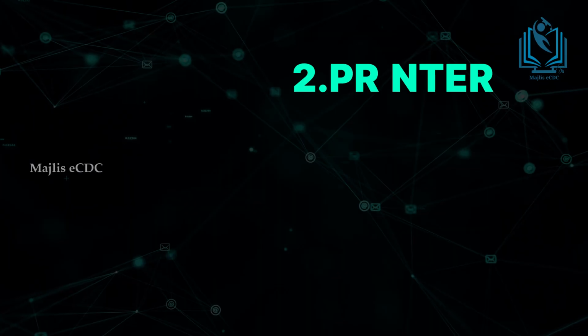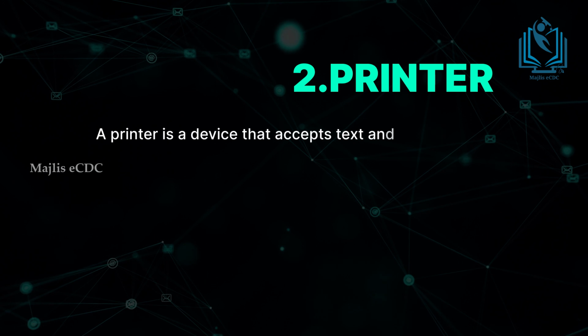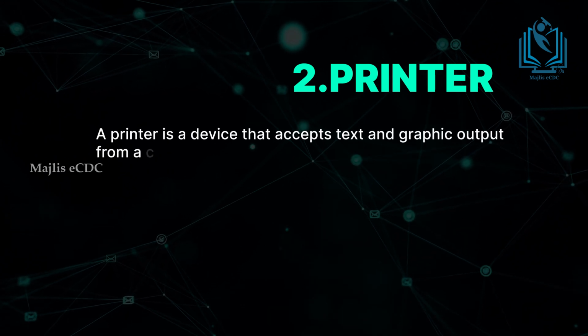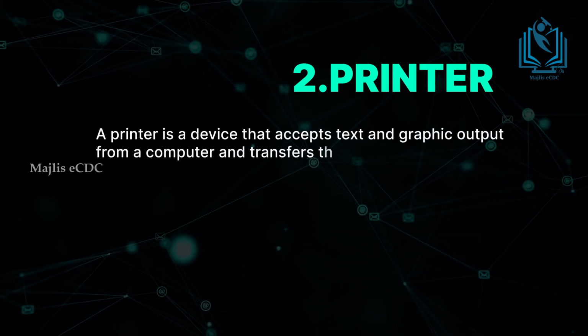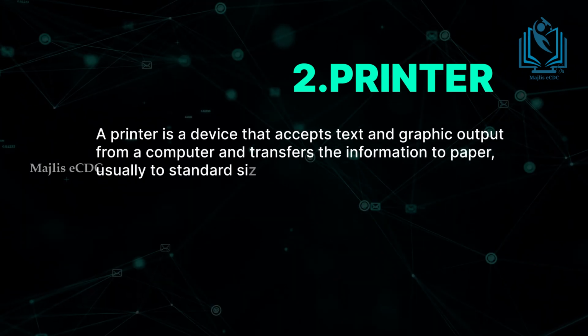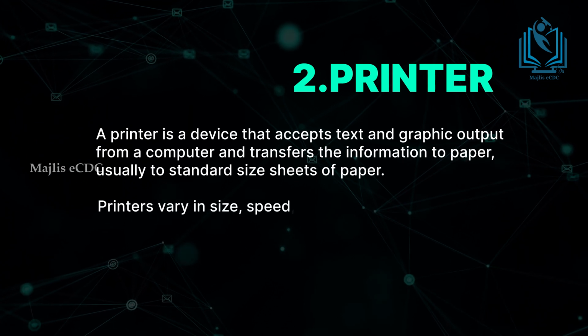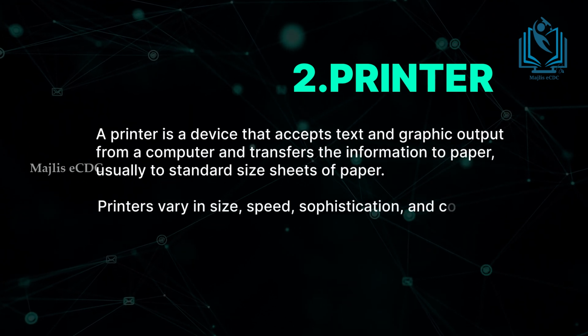Second one, printer. A printer is a device that accepts text and graphics output from a computer and transfers the information to paper, usually to standard size sheets of paper. Printers vary in size, speed and cost.